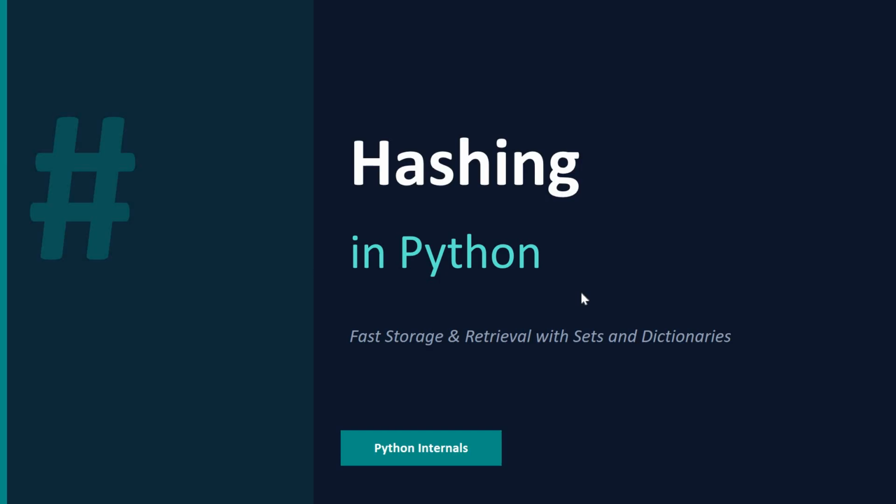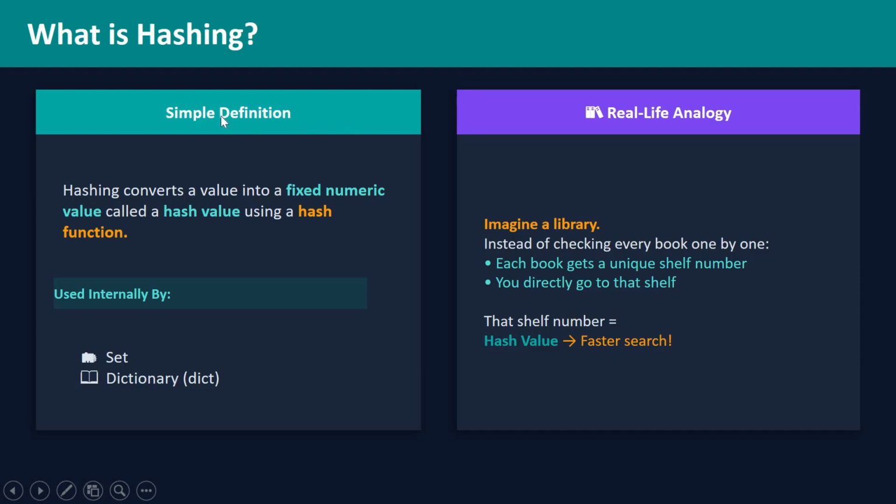Whenever the storage part comes into the picture, the storing happens through hashing only. So how does Python take care of it? Let's understand. What is hashing? Simple definition: hashing converts a value into a fixed numeric value called a hash value using a hash function. Internally it uses one hash function, and with its help every value that is added is converted into a hash value and used internally by the set and dictionary. A set uses it when adding elements because it does not allow duplicate values, and a dictionary does not allow duplicate keys, so for them the hashing approach is used.